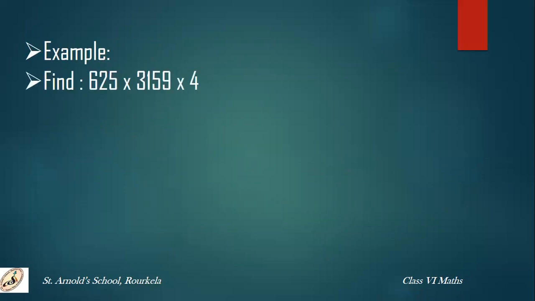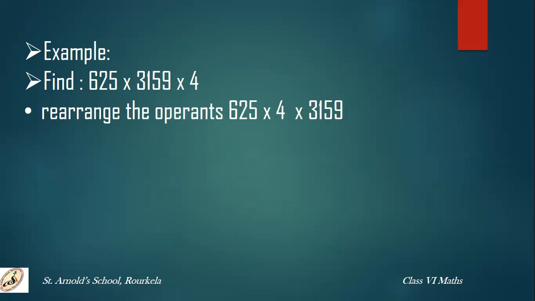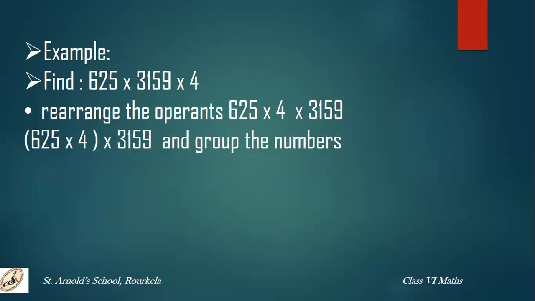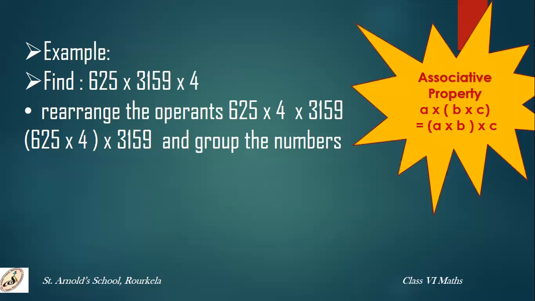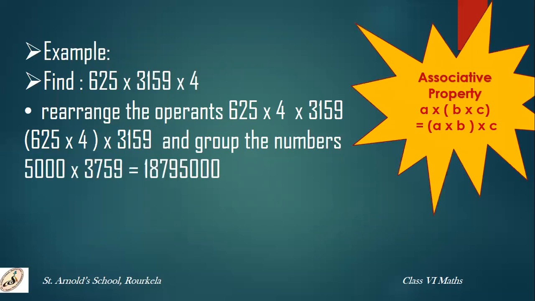Let us take an example. 625 multiplied by 3159 multiplied by 4. First, let us rearrange the operands. That is 625 multiplied by 4 into 3159. And the next step is to group the numbers. By using associative property, by solving the numbers, we get 1 crore, 87 lakhs, 95,000.